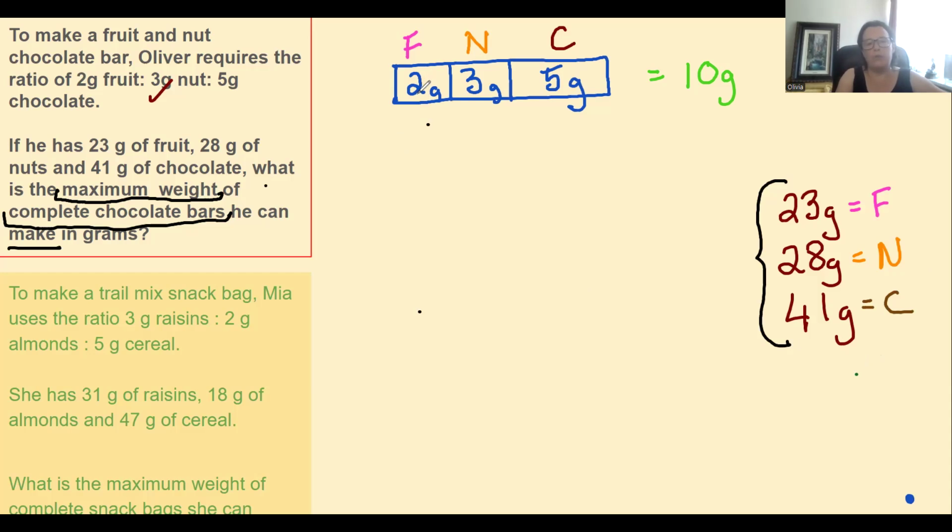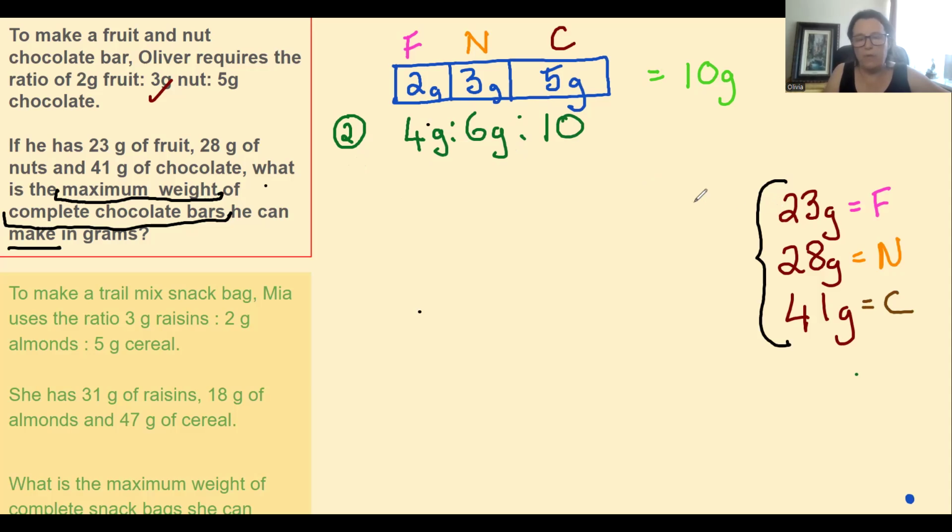So if one bar uses 2 grams of fruit, 3 grams of nuts, 5 grams of chocolate, how many would 2 bars make? Well, let's multiply this by 2. For 2 bars, we would need 4 grams of fruit. For 2 bars, we would need 6 grams of nuts. For 2 bars, we would need 10 grams of chocolate. So that's for 2 bars.